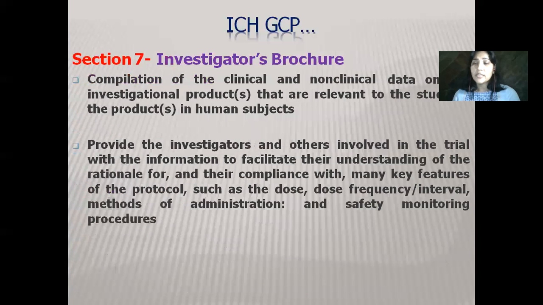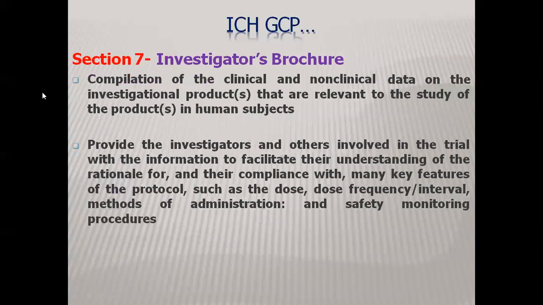What does section 7 talk about? Section 7 talks about investigator's brochure. So investigator's brochure is something that we have seen. It's a compilation of the clinical and non-clinical data on the investigational product that are relevant to the study of the product in humans.